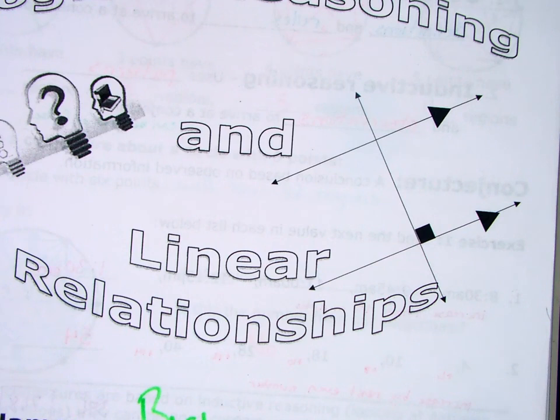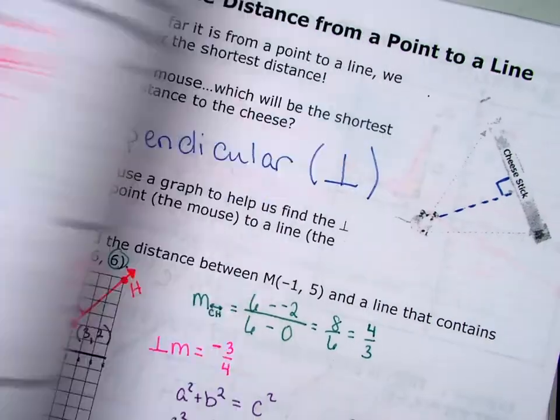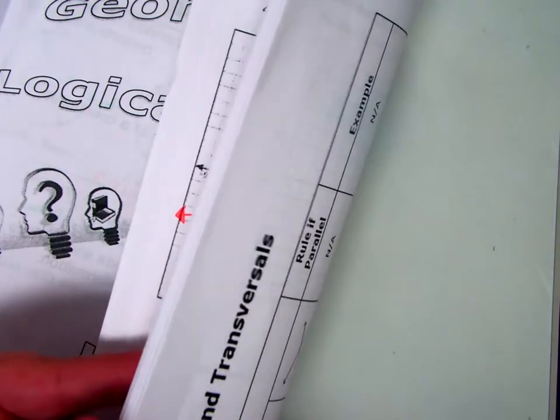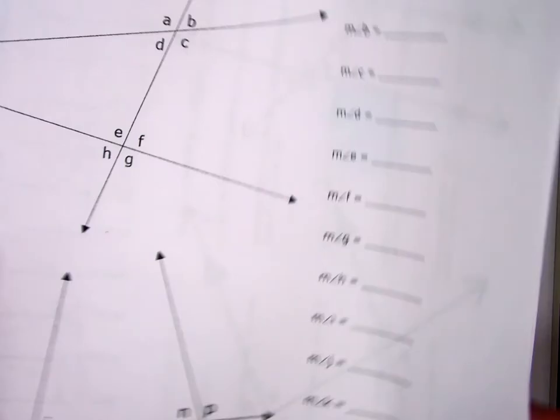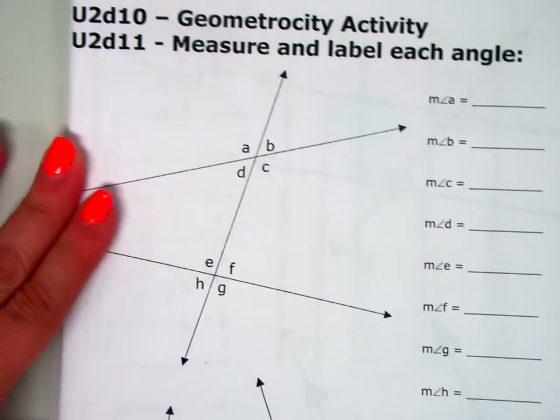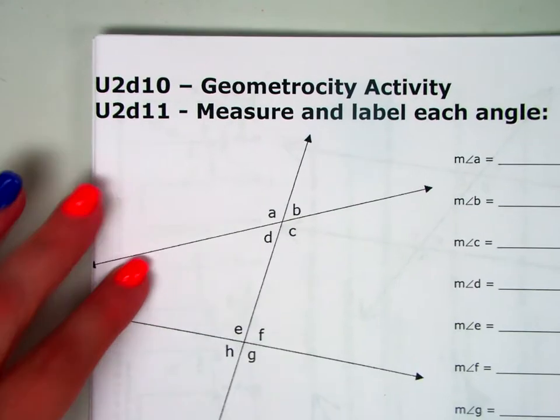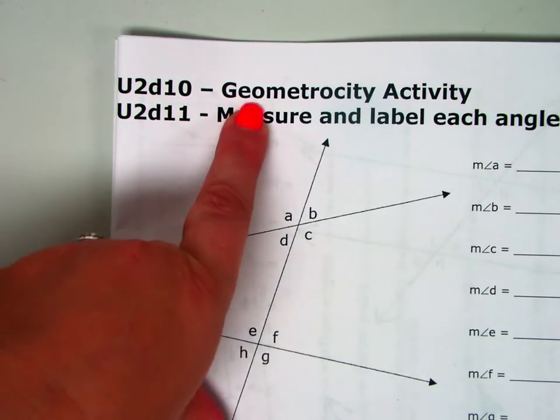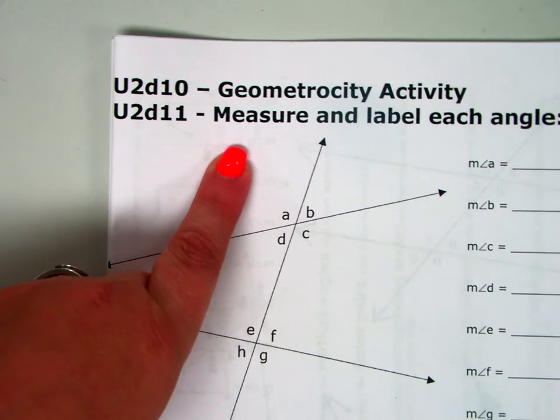Alright, so today we're going to continue on with our unit. We just have 2 more lessons to go. For today, we're going to do some angle measuring, but I'm just going to use the protractor and then y'all are just going to help me measure to find these angles. We did the geometricity yesterday, and so today we're doing day 11.